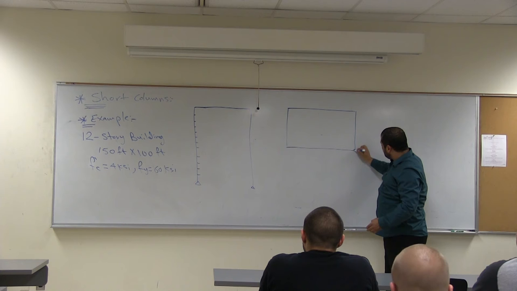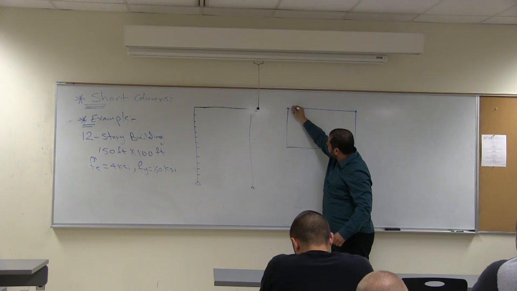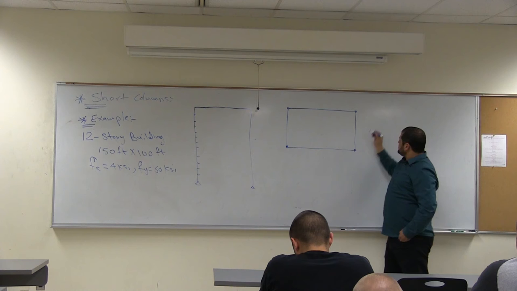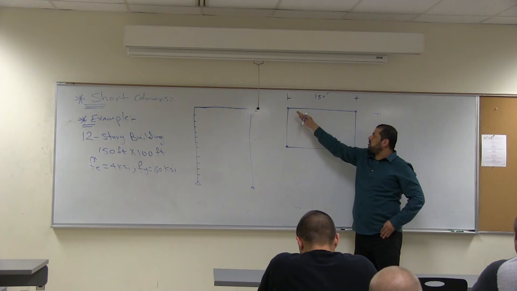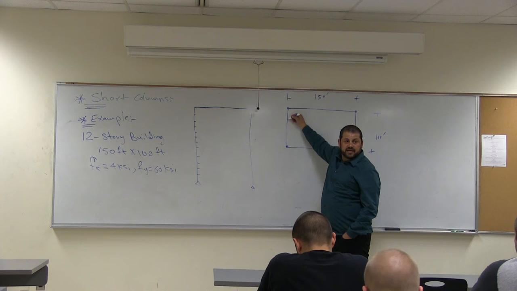We will have a column. I said those are square columns, right? Yeah, this is the class project. We have a column here. So this distance is how much? 100 feet. And this one? 150 feet. What did you do? What's the spacing of the columns you used in this direction? 20. So you have 5 spacings in this direction?